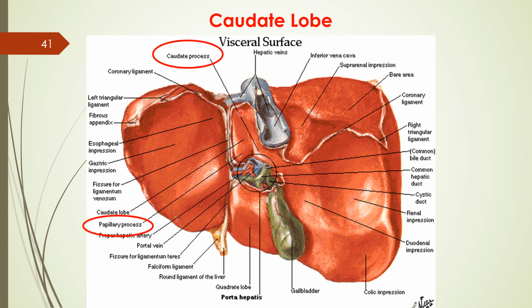So we can make out now this is your caudate lobe with the two processes, papillary process and caudate process. So anatomically it is also a lobe, but it is a part of right lobe. Similarly, quadrate lobe also is a part of right lobe of liver.